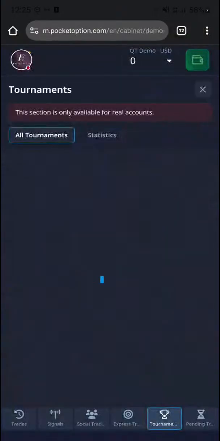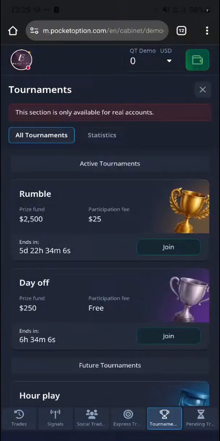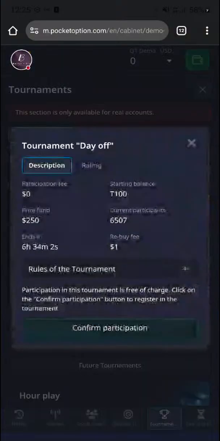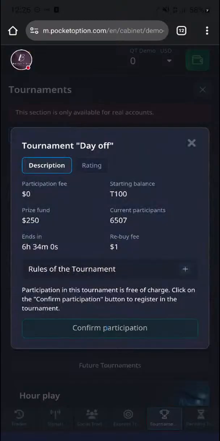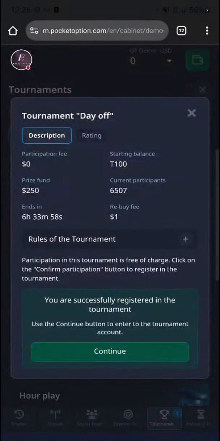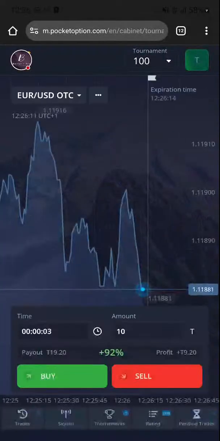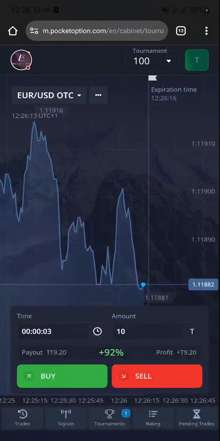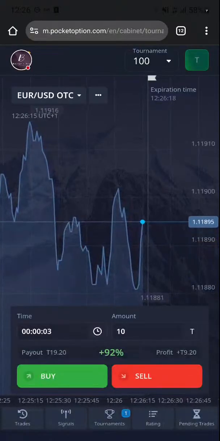The first thing we're going to do is to click this tournament thing. Then we'll click join. I will confirm to participate. Then we'll click continue again. So it loads up the tournament for us. Okay. So now the first thing we're going to do is I'm going to introduce the setup.